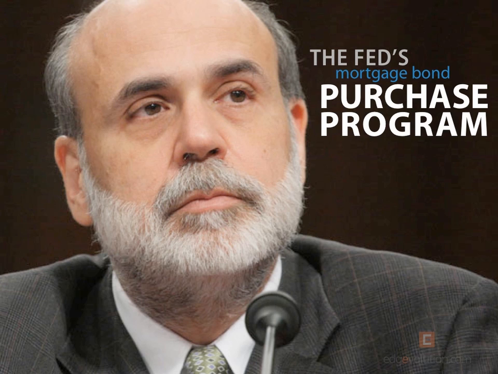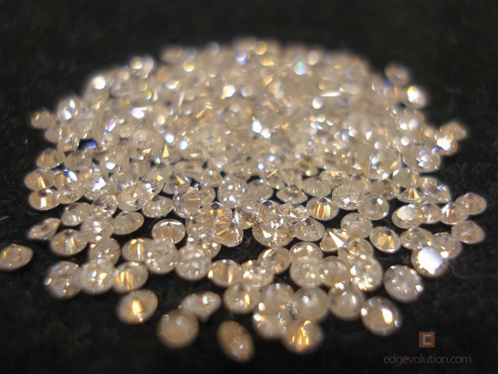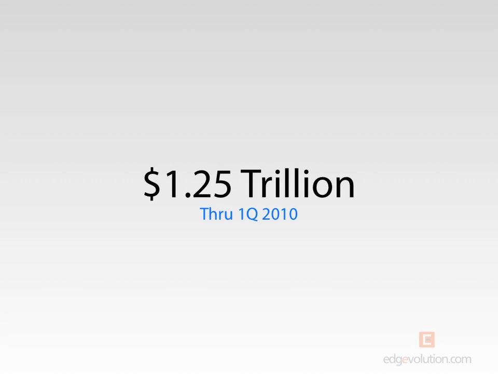To switch gears, let's look at what the Federal Reserve is doing to keep mortgage rates low, specifically the Fed's Mortgage Bond Purchase Program, and why the Fed nowadays is acting an awful lot like a diamond company. But first, a quick background on the program. With hopes of resuscitating the housing market, the Federal Reserve promised to purchase $1.25 trillion of mortgage bonds through the first quarter of 2010. They hoped, at the time, that the purchasing of these bonds would lower mortgage rates and give life to the housing market. But more on that later.